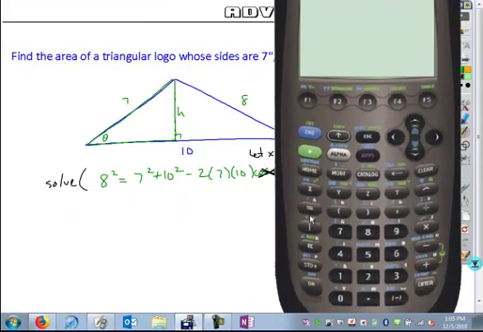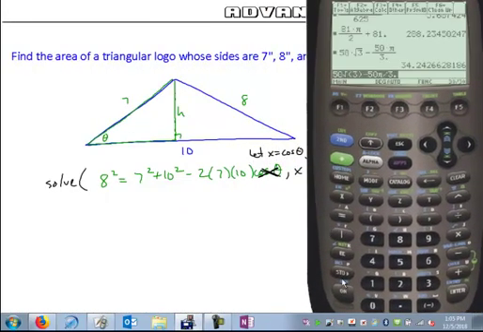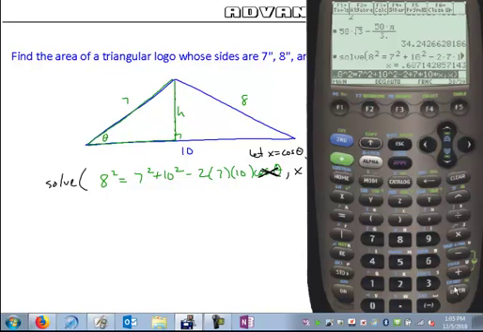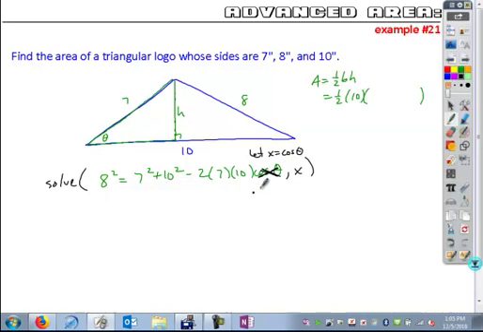So here when I go in to calculate this, I solve for 8 squared equals 7 squared plus 10 squared minus 2 times 7 times 10 times x, right? My x is representing the whole cosine ratio. And I want to solve for x. I didn't put a decimal anywhere in there, so I'm going to hit the diamond button so my answer displays as a decimal. And I get my ratio. My ratio is 0.607 approximately.